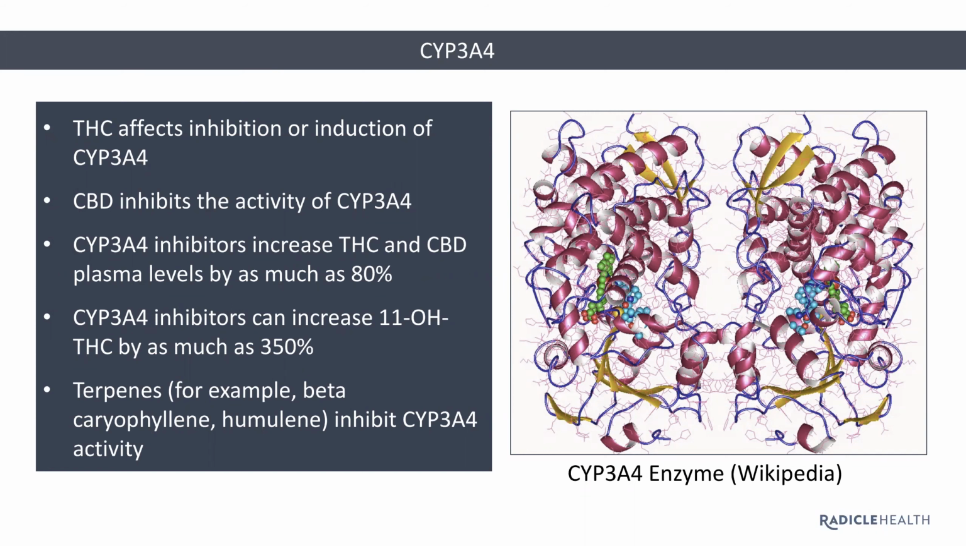CYP3A4 inhibitors can increase THC and CBD plasma levels by as much as 80%, and CYP3A4 inhibitors can increase the 11-hydroxy-THC by as much as 350%. Now that's incredibly important to know. This is the example I said about a couple of slides ago, where sometimes the THC and the CBD are inhibiting or inducing the other medications. And sometimes those medications are inhibiting or inducing the cannabinoids. So again, we don't know which specific CYP3A4 medications are inhibiting the 11-hydroxy-THC by as much as 350%.